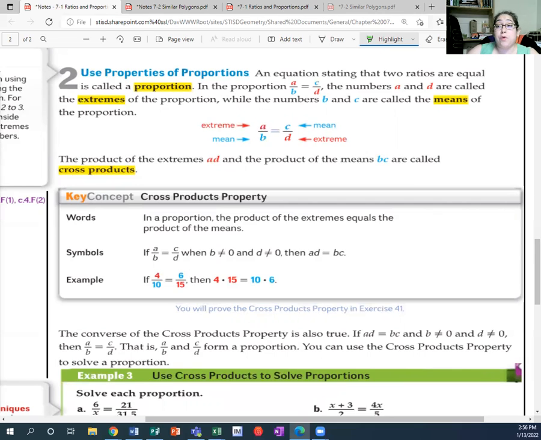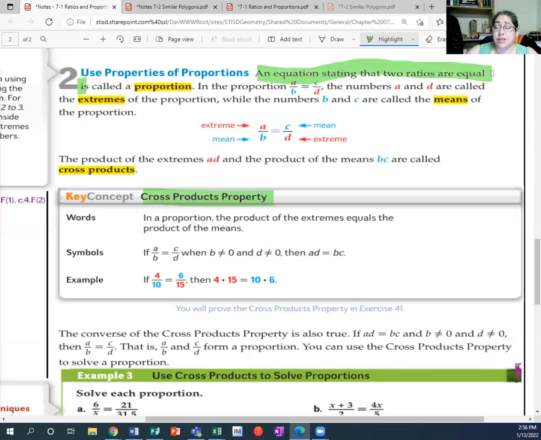And one of the biggest properties that we have is this thing called the cross products property. All of you, I'd imagine, are already very familiar with how to use this property. But let's talk about what all these words are first. First, we need to know the definition of a proportion. A proportion is an equation where two ratios are equal.